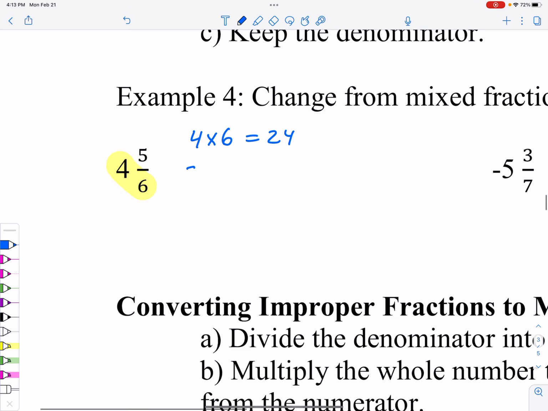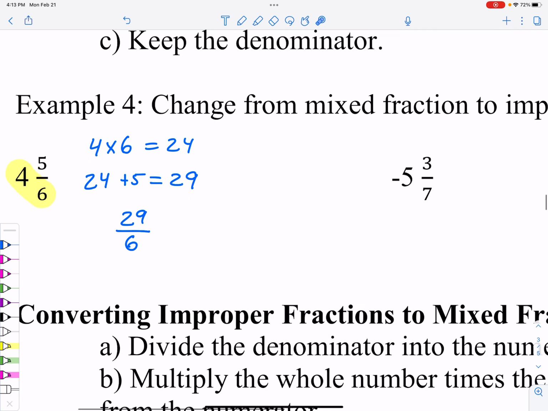Then we want to take that 24 and add it to the parts that we already had. So we already had 5. So 24 plus 5 gives us 29. So if we take 4 wholes and add it to our 5 parts, we end up with 29 parts, and then we'll put it over 6 because that's our denominator. So multiply here, then add it to what we already had and put it over the denominator.